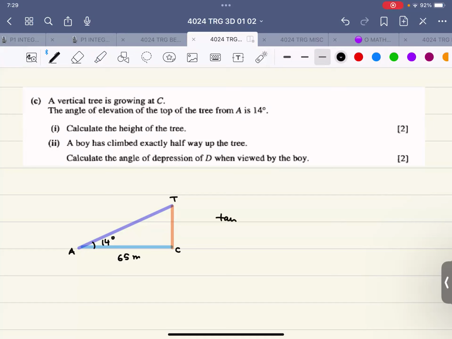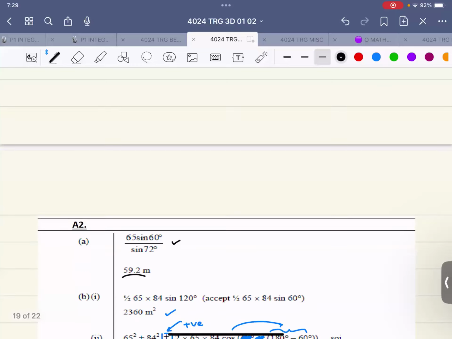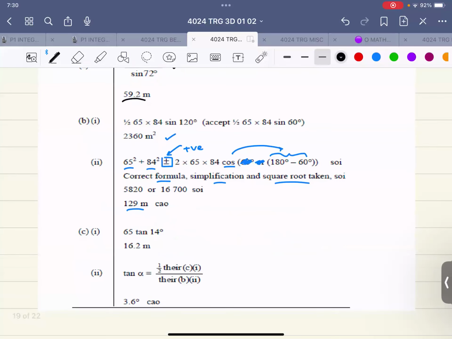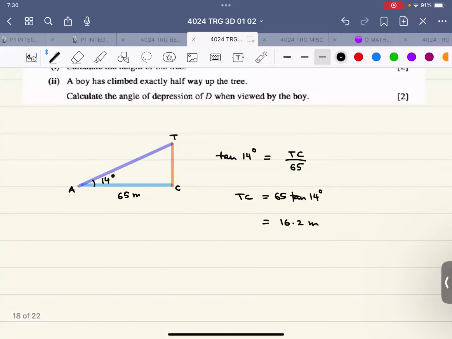So tangent of 14 degrees is TC divided by 65. So make TC the subject. That is 65 tangent of 14 degrees. And what is the answer? 65 tangent 14, that is 16.2 meters. That is 16.2 meters. Last one.